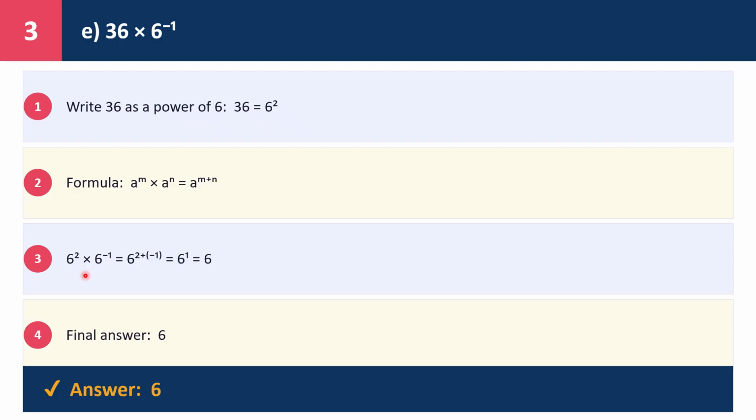If the bases are the same, what do you have to do? Add the powers. So 2 plus of minus 1. Again plus into minus is minus. So 2 minus 1. 2 minus 1 is just 1. So 6 power 1. Okay, 6 power 1 is nothing but 6. So our final answer is 6.